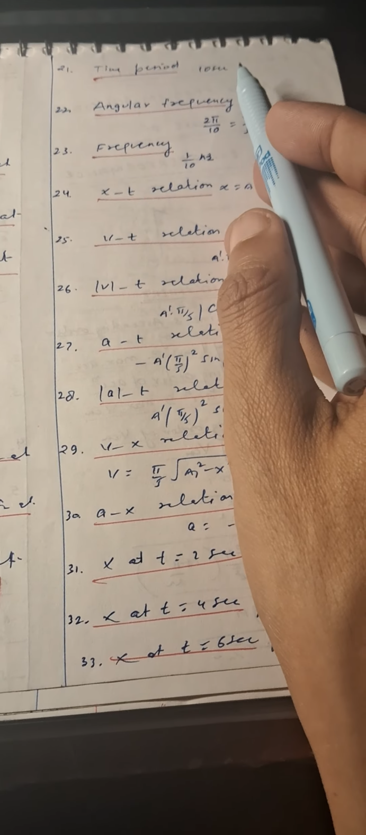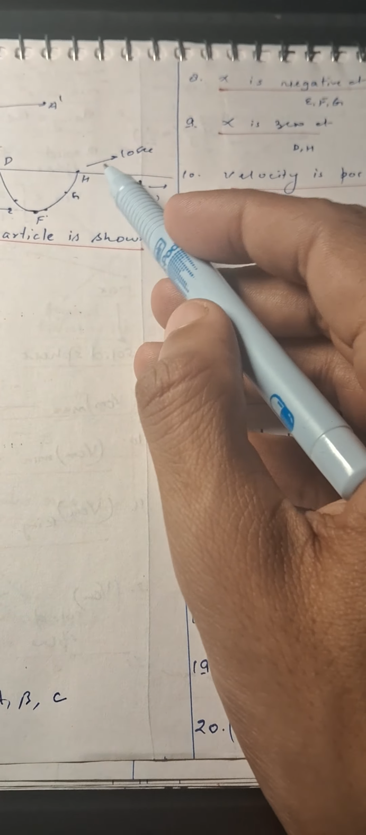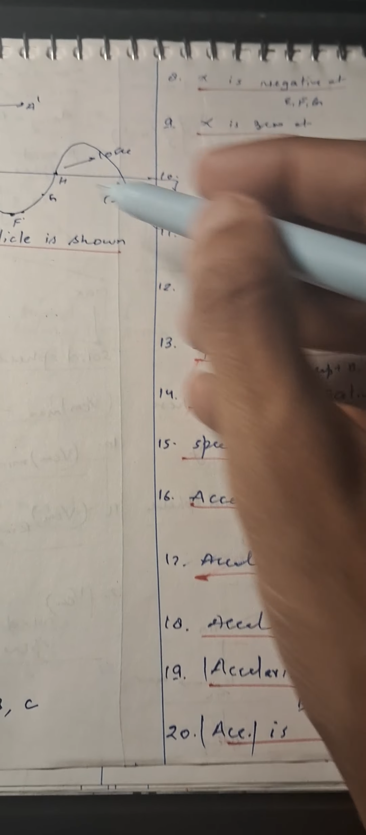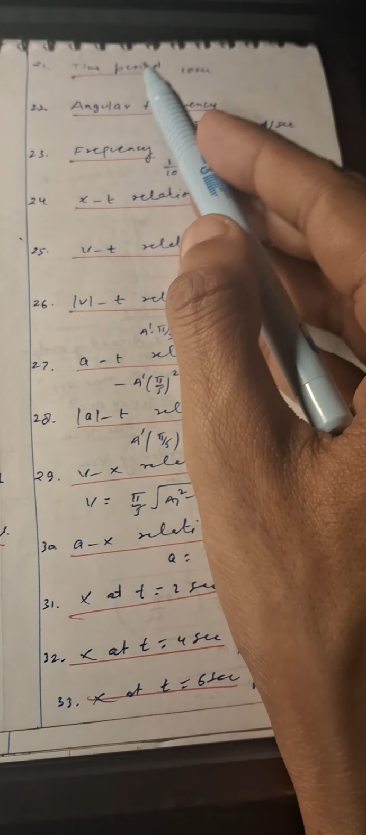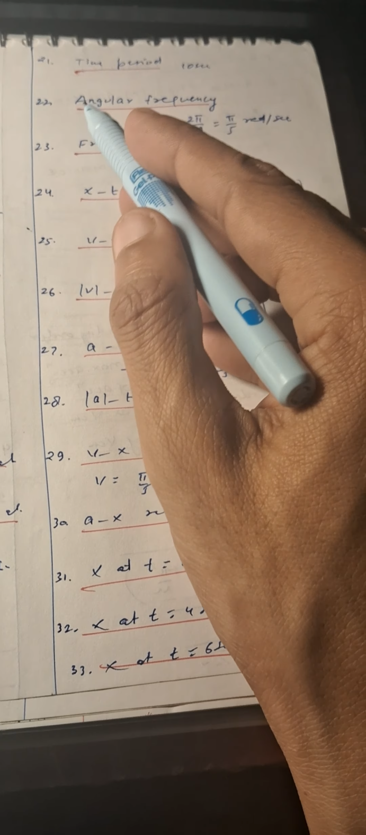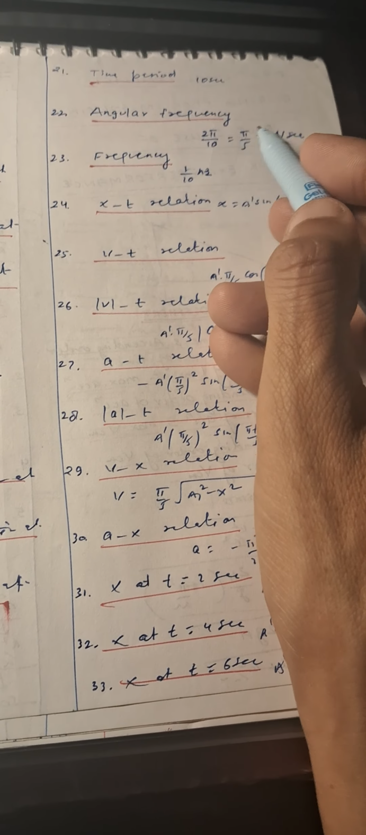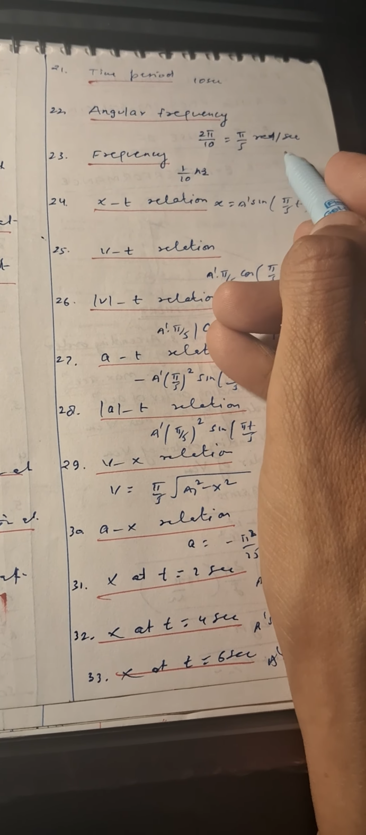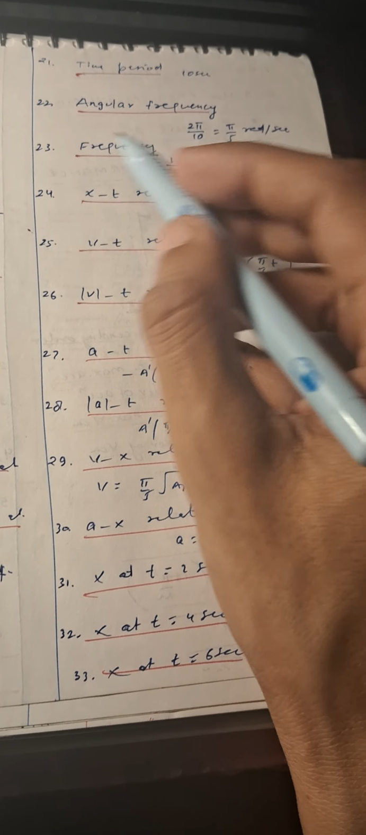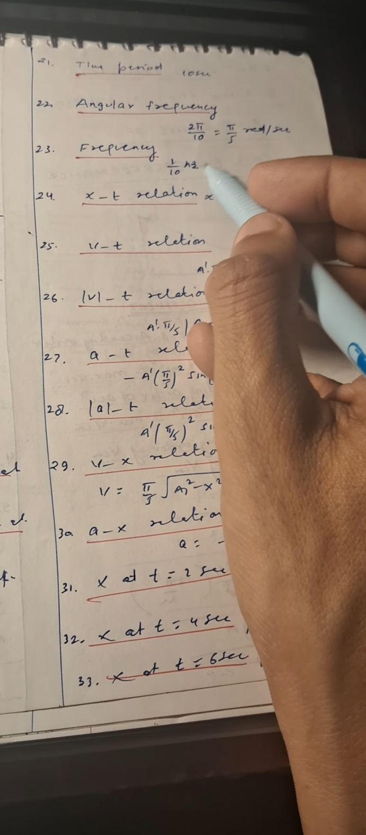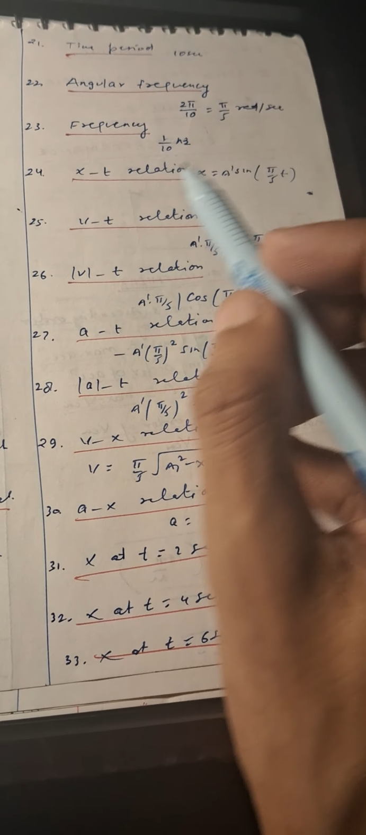Next question is the time period of the graph. From here we can see that the graph repeats after 10 seconds. So the time period here is 10 seconds. Then we have angular frequency. Angular frequency is 2 pi by T, which will be pi by 5 radian per second. Next is frequency. Frequency is 1 upon time period, so that will be 1 by 10 hertz.